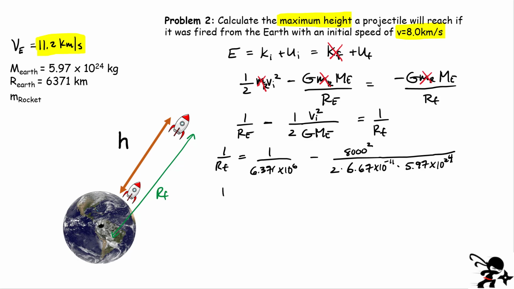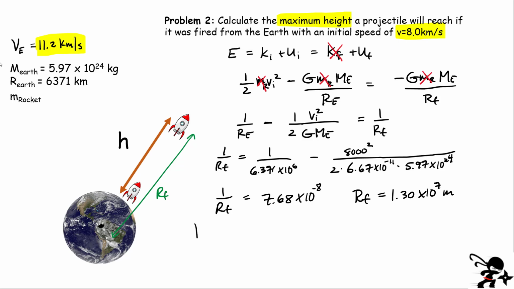Okay, 1 over RF, if I did that correctly, gave me 7.68 times 10 to the negative 8. Again, different ways of doing this. Just flip that around. And at the end, I should get something that's approximately 1.30 times 10 to the 7 meters. Now again, that is the distance from the center of the Earth to the rocket, so be careful with that one. At the end, you want to simply get the height, okay?